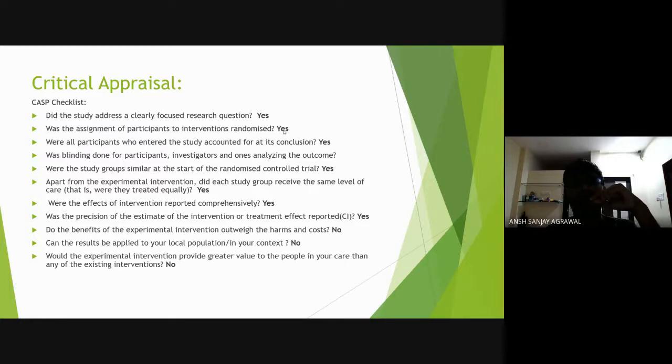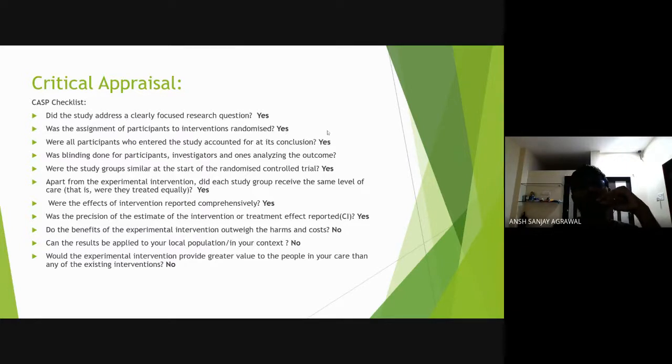Definitely yes. There was a clearly addressed population, as Prashant said, PICO: population, intervention, comparator, outcome. That was very clearly defined. Was the assignment of participants to interventions randomized? Definitely yes. We saw permuted blocks with stratification used, using computer software.